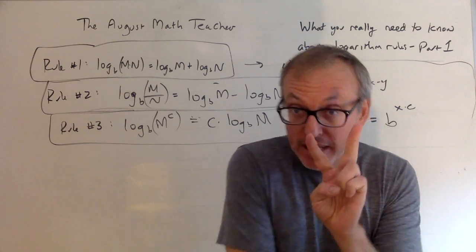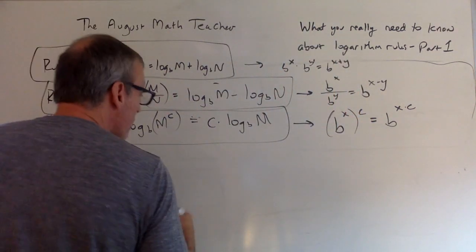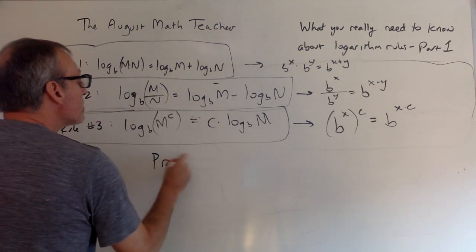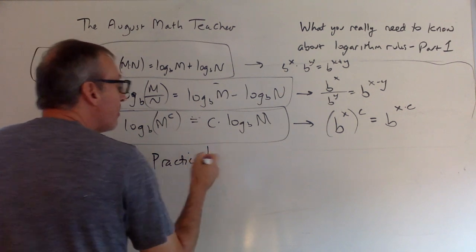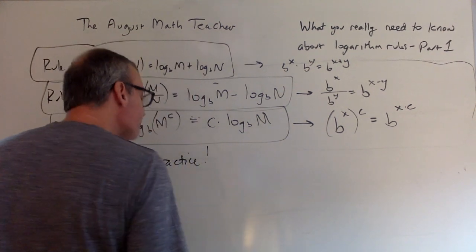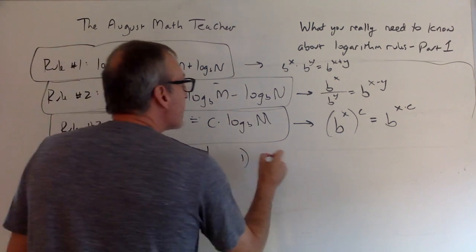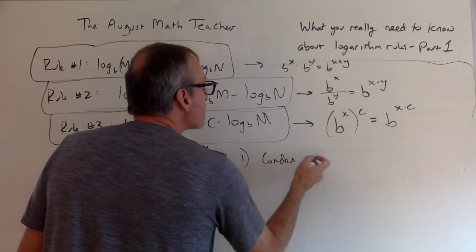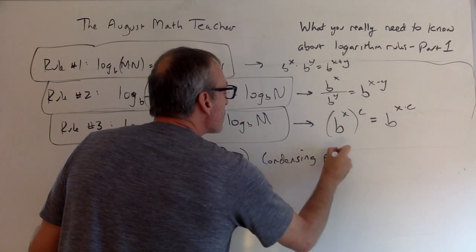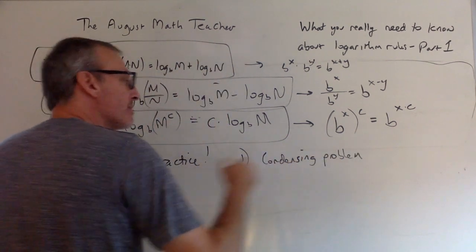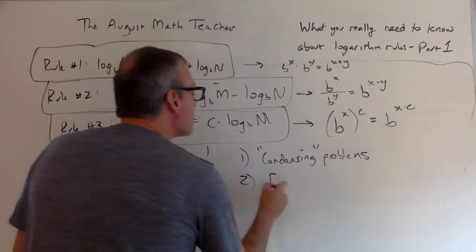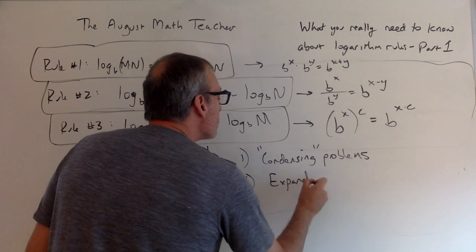There are two types of practice problems that you will probably see. There's more than two, but the main ones. You're going to see, one, condensing problems. I struggle to remember how to spell condensing. It is what it is. And two, you're going to see expanding problems.